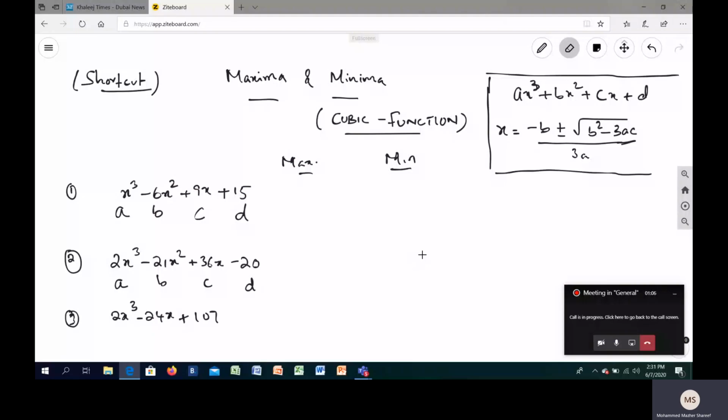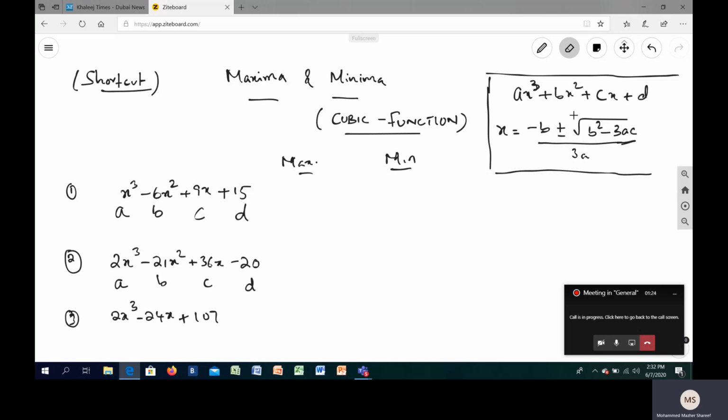Hello friends, in this video we'll be learning how to find the maxima and minima shortcut for a given cubic function. As we all know, the general cubic equation will look like this: ax cubed plus bx squared plus cx plus d.